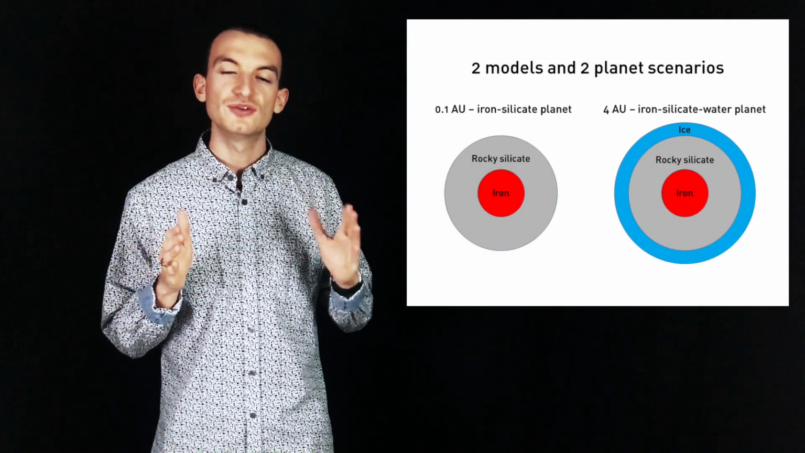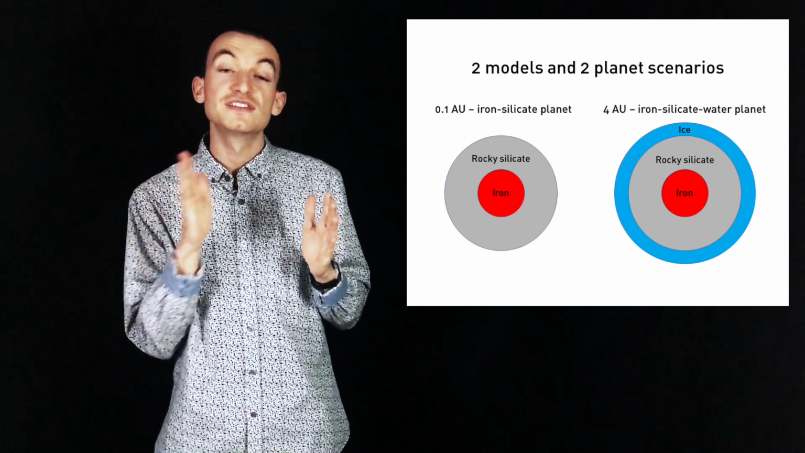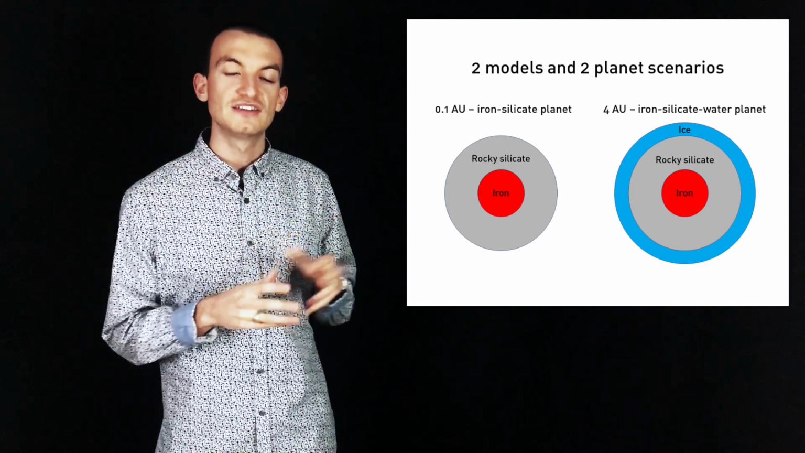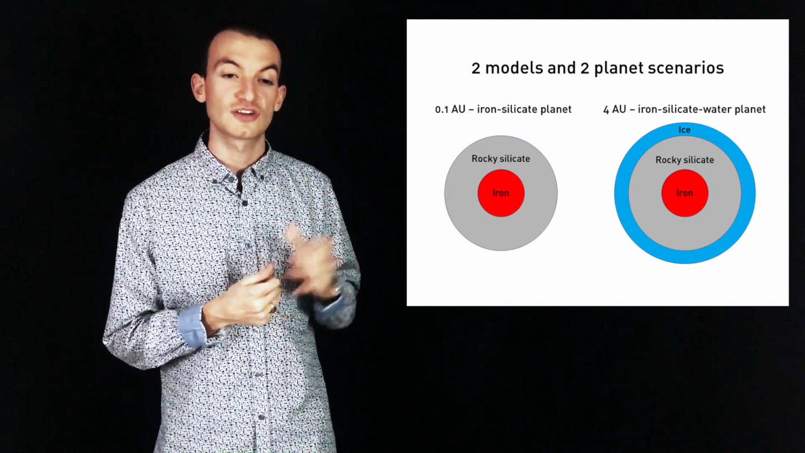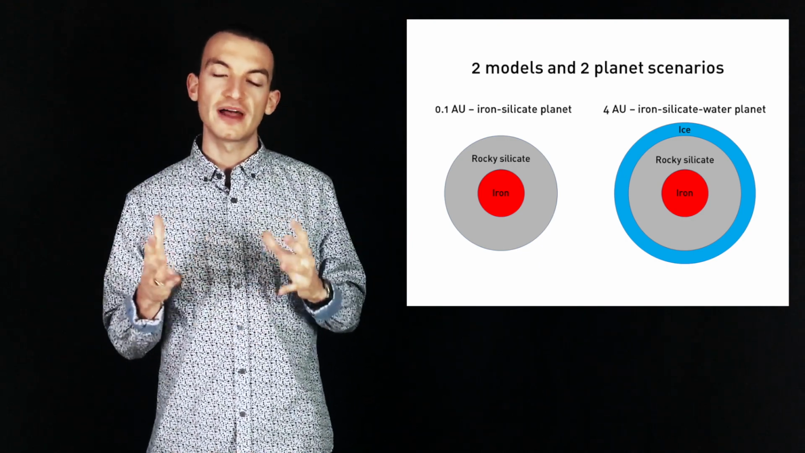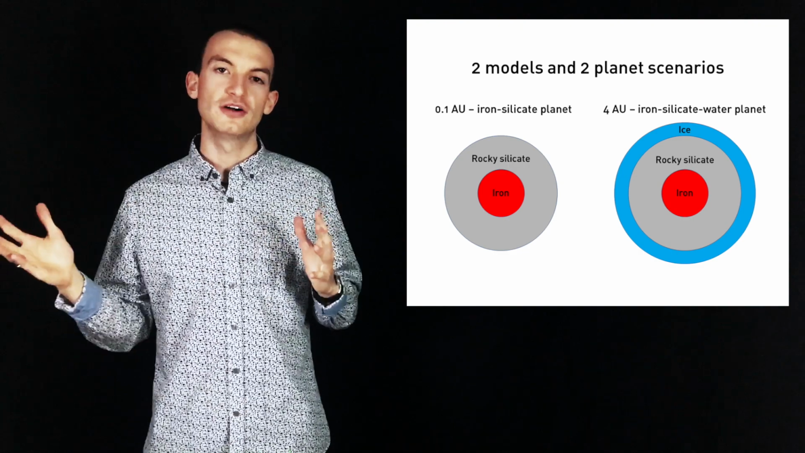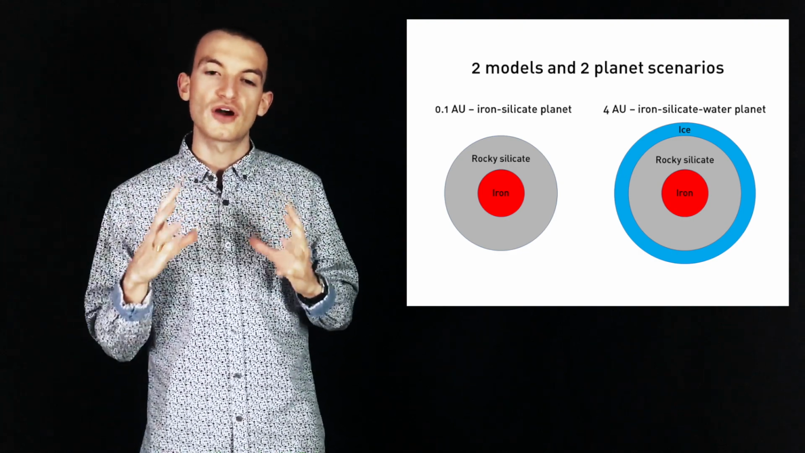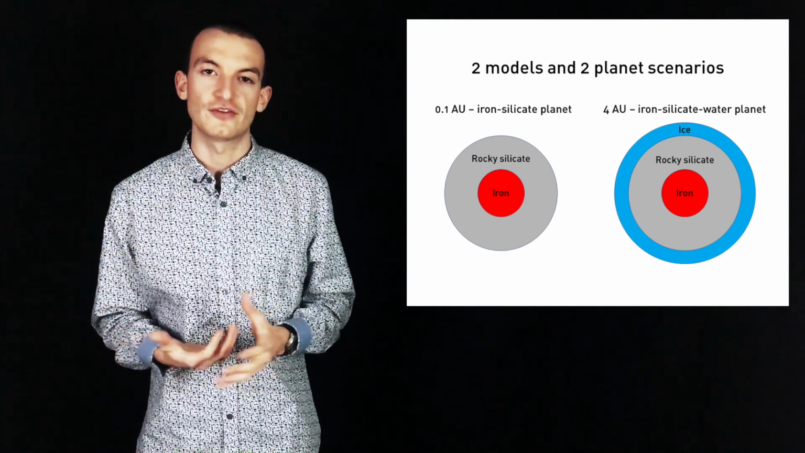So remember, 1 AU is the distance between the Sun and the Earth. So this is a tenth of that distance. And so the planet is really close in, and it's got an iron core and a rocky silicate mantle. And then we have a planet at 4 AU. This is much further out. And so it's got an iron core, a rocky silicate mantle, and an icy envelope.